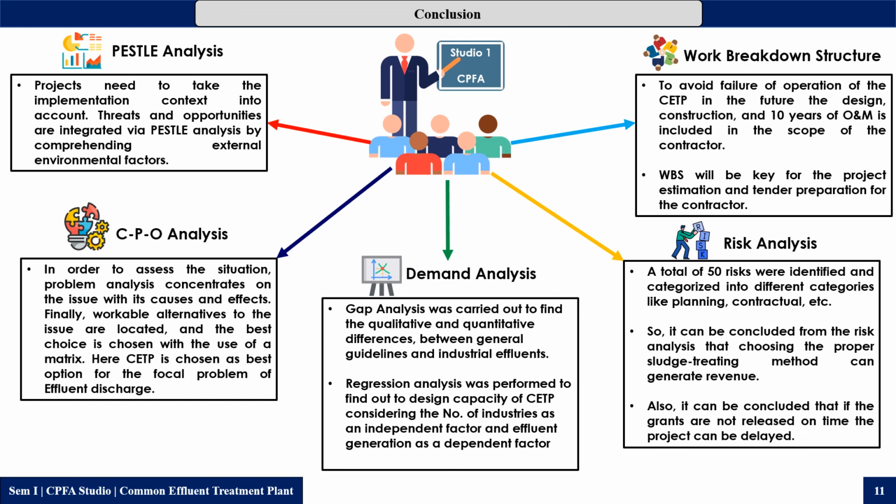From the work breakdown structure, we concluded that to avoid failure of operation of the common effluent treatment plant in the future, the design, construction, and 10 years of O&M period is included in the scope of the contractor. And WBS will be key for the project estimation and tender preparation for the contract. Thank you.